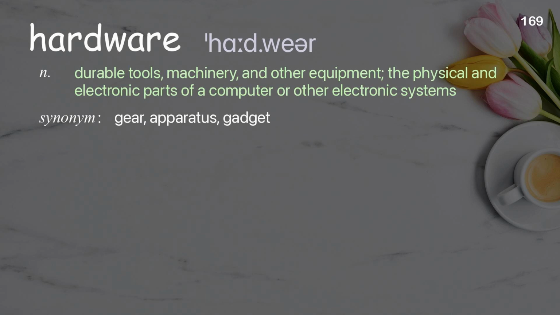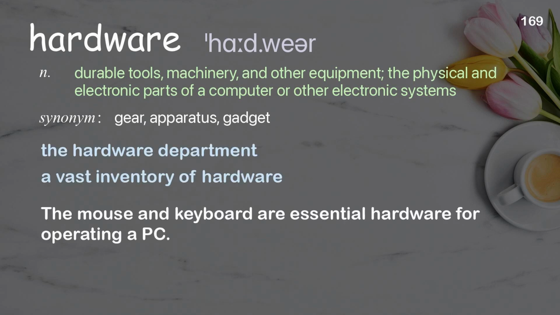Hardware. Durable tools, machinery, and other equipment, the physical and electronic parts of a computer or other electronic systems. Examples. The hardware department. A vast inventory of hardware. The mouse and keyboard are essential hardware for operating a PC.